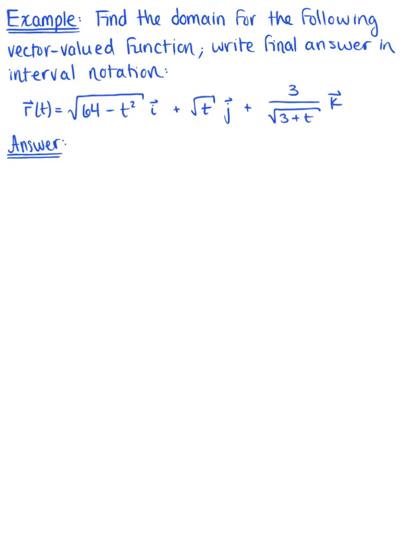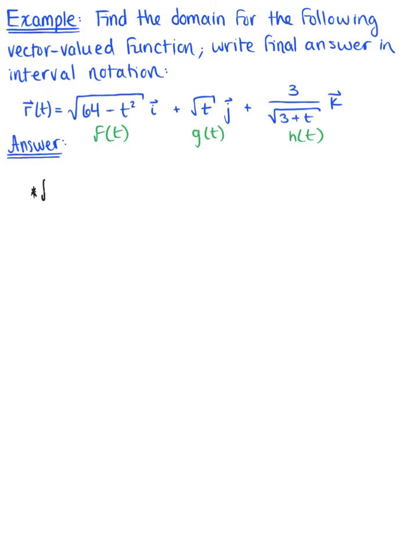Find the domain of the following vector-valued function, writing your final answer in interval notation. So just like with limits, it's going to be easier to think about the domain of each individual component of your vector-valued function, and then afterwards take the intersection of the three domains. So that's how we're going to approach these here.